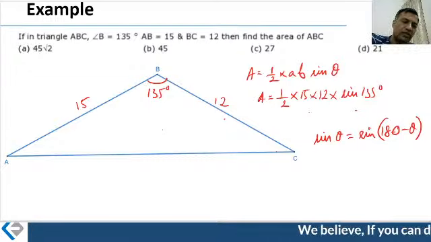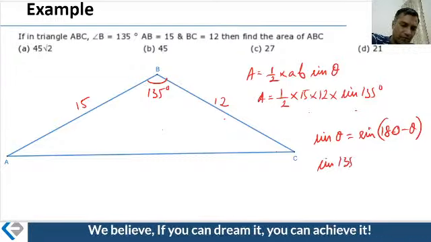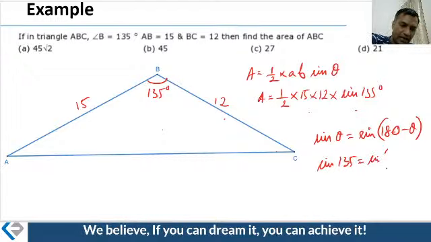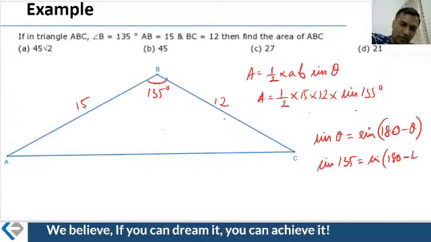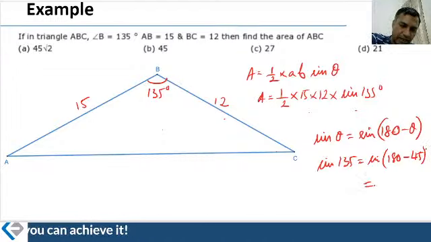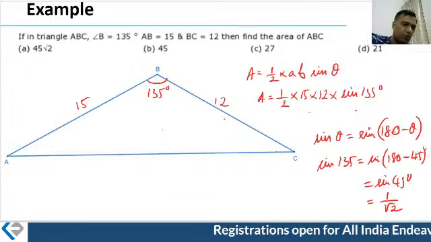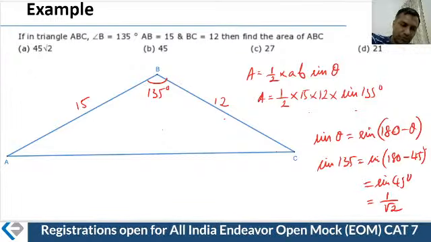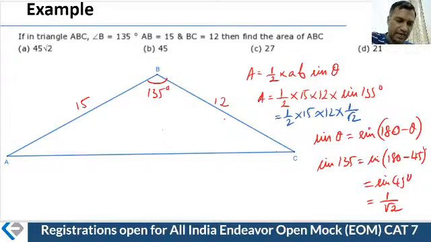You can write sine 135 as sine of 180 minus 45. Sine of 180 minus 45 technically becomes sine 45. Do I know the value of sine 45? Yes, which is 1 by root 2. Let's substitute it here. So this is nothing but half times 15 times 12, and sine 135 is nothing but 1 divided by root 2. Why? Sine 135 is as good as sine 45.